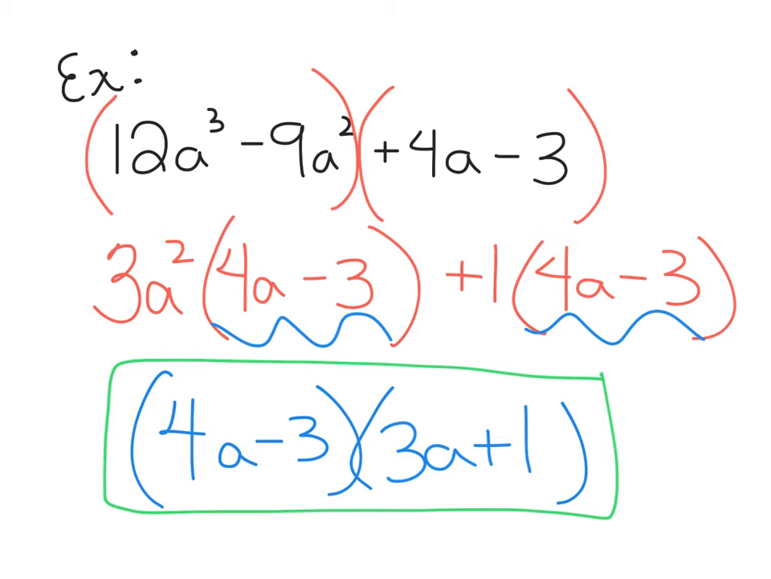Okay, so that was one example. We're going to do another example. We, of course, can always go back and check behind ourselves because we can use the distributive property and multiply all of these terms out, and it'll give us the original polynomial. So let's do another one.